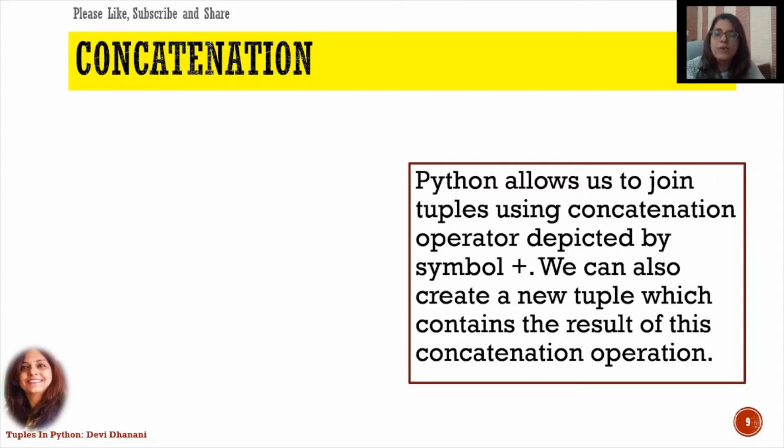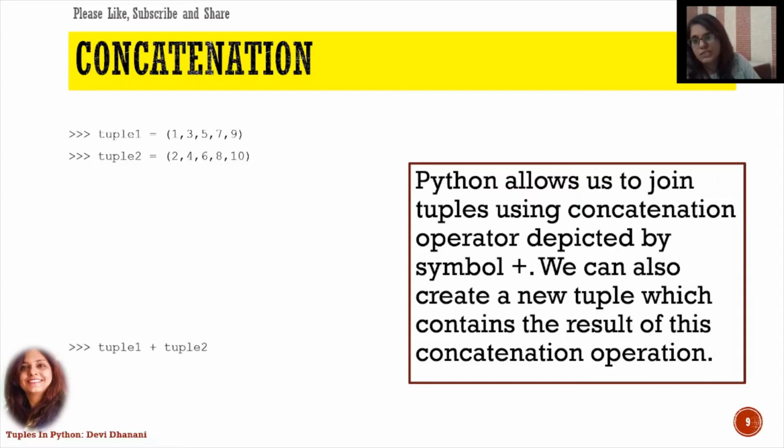The first one being concatenation. Now what is meant by concatenation? Joining two tuples is called concatenation, and it is depicted by the symbol plus. We can also create a new tuple which contains the result of this concatenation operator. Let's have a quick look. Let's assume one tuple having values 1, 3, 5, 7, 9, and another tuple 2 which has even numbers 2, 4, 6, 8, 10.